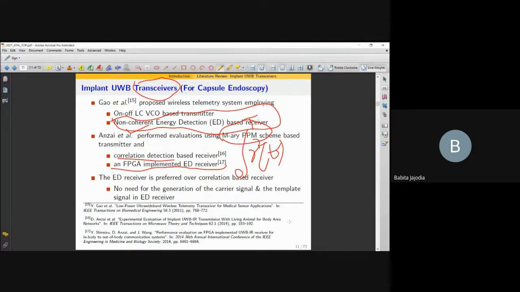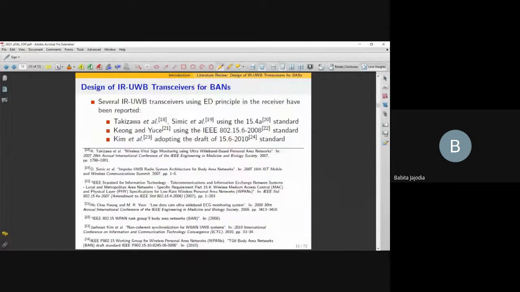Based on the literature and the various surveys, it was claimed that the ED receiver is preferred over the correlation-based receiver, because ED has an advantage: it does not need the generation of the carrier signals, and the template is not required to be generated in the energy detection receiver. Whatever implants were given, everyone has tried based on capsule endoscopy only, and all this was done in the years 2011 to 2014.